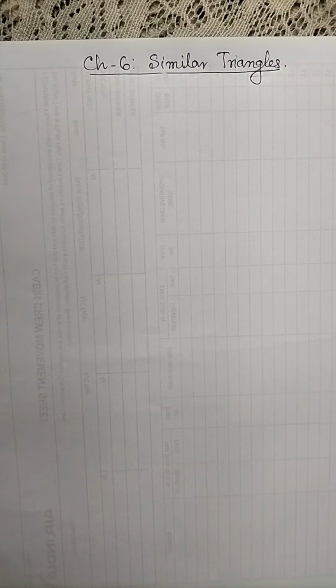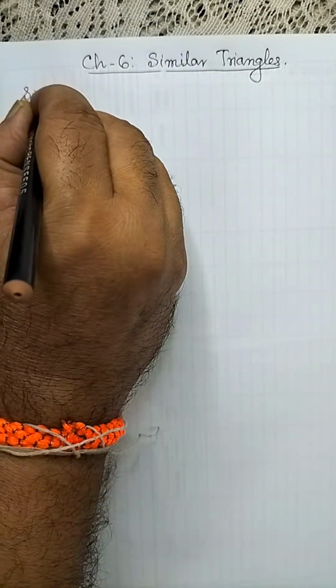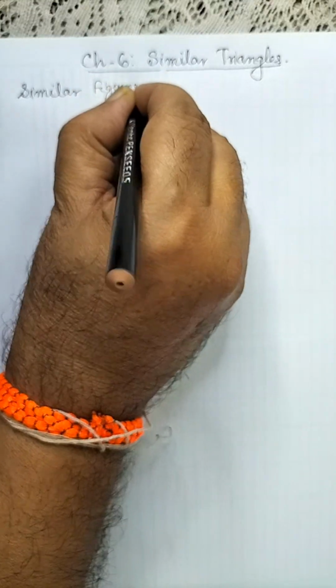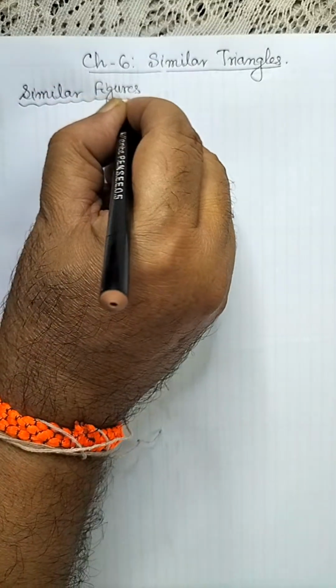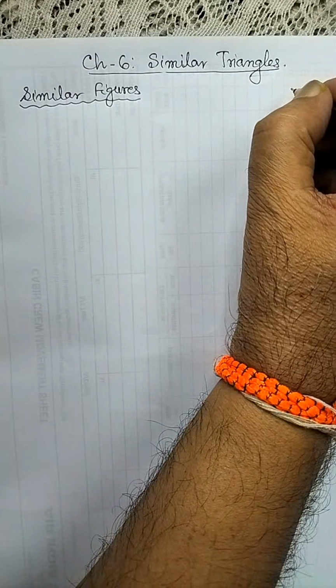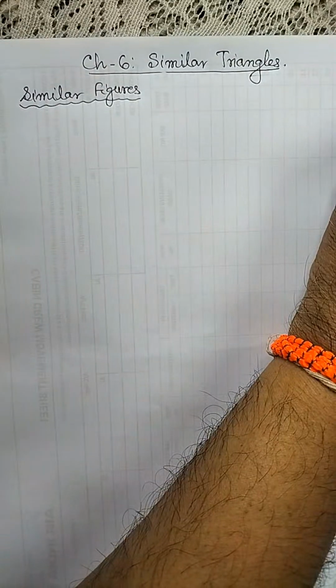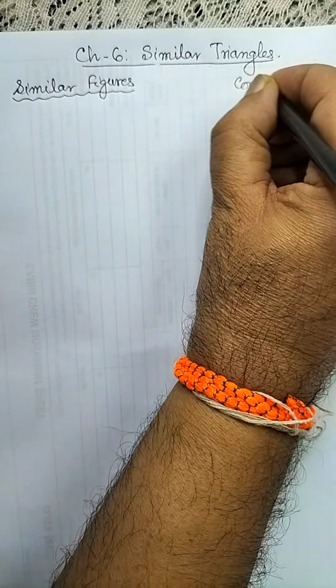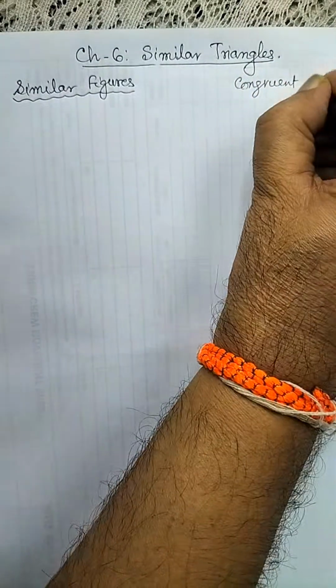Now see, meanwhile let me just give you an idea what we mean by similar triangles. So before going to the triangle, let me talk about similar figures. Now in your earlier classes you have also come across congruent triangles. Those are congruent figures. Fine. That is congruent figures.